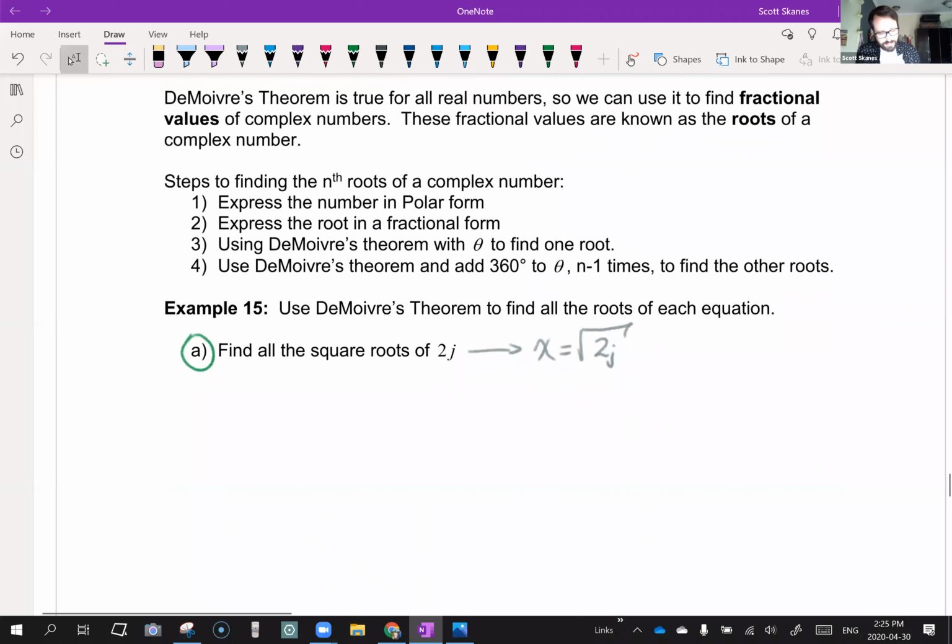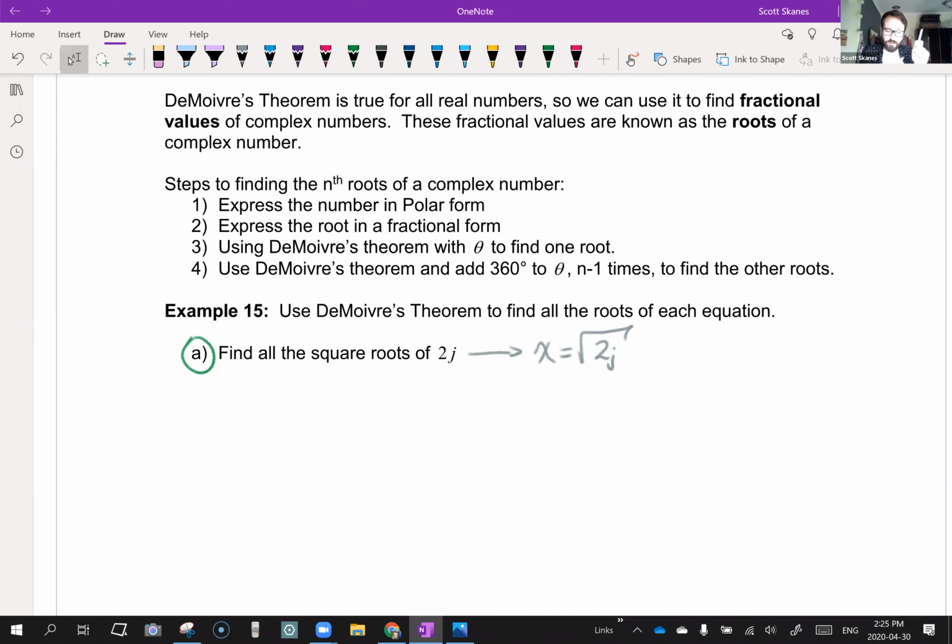Okay, so last topic here. It says de Moivre's theorem is true for all real numbers. We can use it to find fractional values of complex numbers. That might not make sense to you, and that's okay. We don't really need to worry about what that means. It is important that we talk about fractional values for complex numbers, and any fractional values of complex numbers are known as roots. What this means is that you can have a number, for example, 2j. If we have the number 2j, we want the square root of 2j, and we're going to call that x. Sometimes we'll call it x, sometimes we won't call it anything.